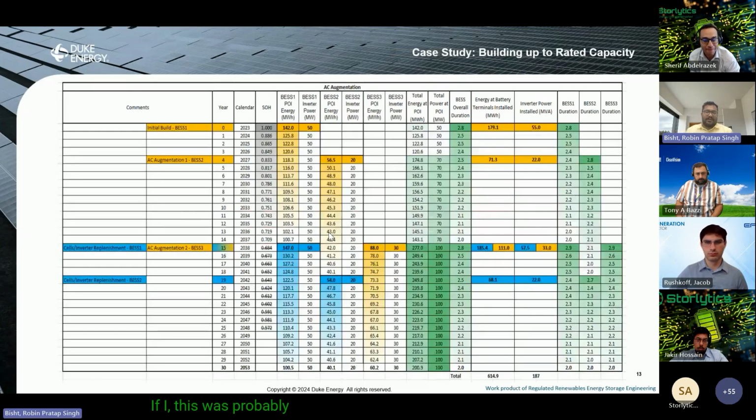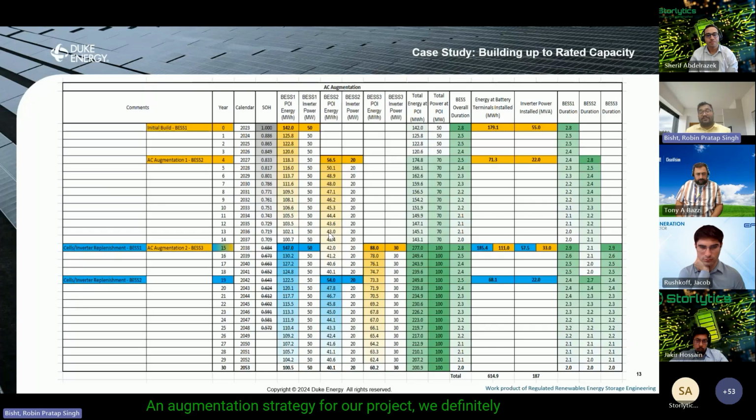This was probably going to be one of my last slides and feeds into what was going to come later on. Initially, when we were planning an augmentation strategy for our project, we definitely considered that. One of the considerations was that there's going to be downtime for augmentation. Not only that, if your cells reach the end of life, you're going to replenish them. So what are you going to do then? There are going to be multiple off times, not only for augmentation, but for cell replenishment, inverter changes if needed.